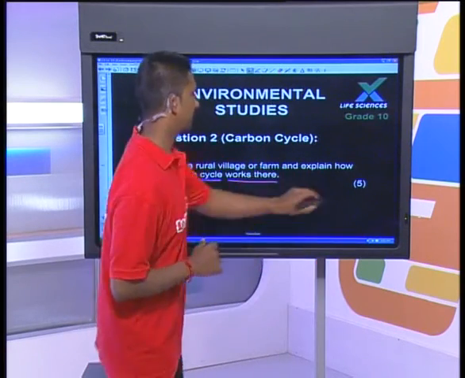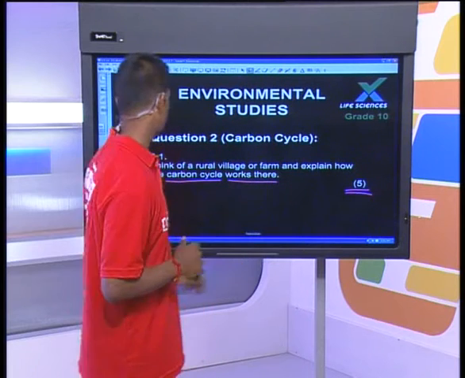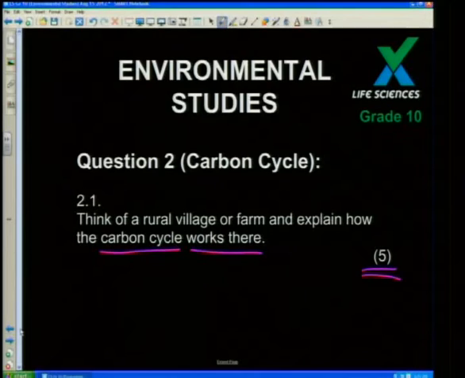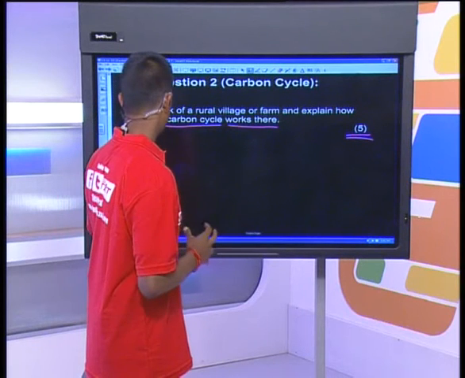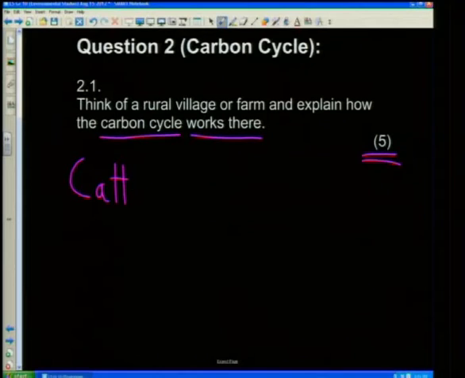So this is a 5-mark question. Let's see how you would answer this question. So think of the rural village and explain how the carbon cycle works there. So if we go back to our carbon cycle, we see that the main contributors of the carbon would be the animals and humans. So the cattle will produce carbon dioxide.